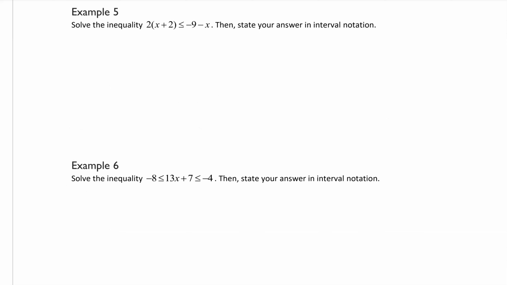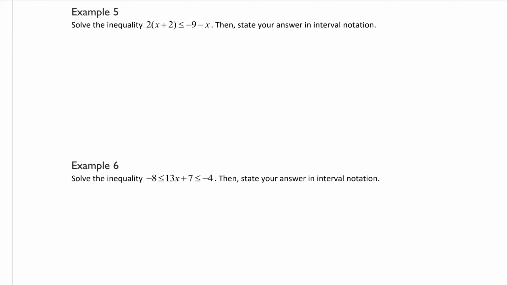All right, example 5 wants us to solve the inequality 2 times the quantity x plus 2 is less than or equal to negative 9 minus x. Now notice this one is not a compound inequality. There's only one inequality symbol. So we want to get everything that has a variable on one side and everything that does not have a variable on the other side of the, I think I said equation earlier. I meant to say inequality, not equation.